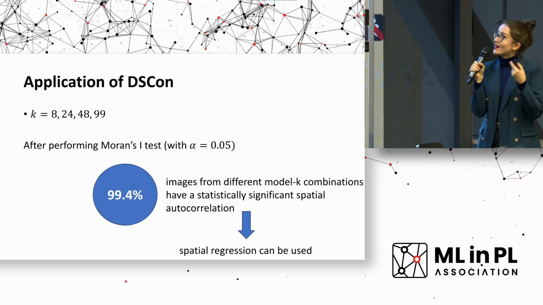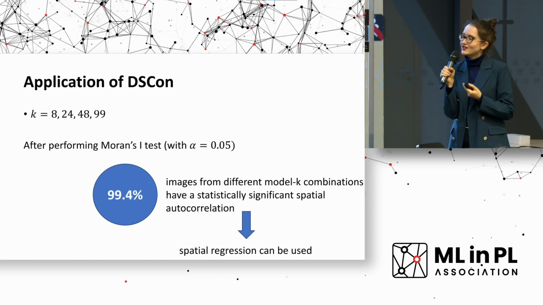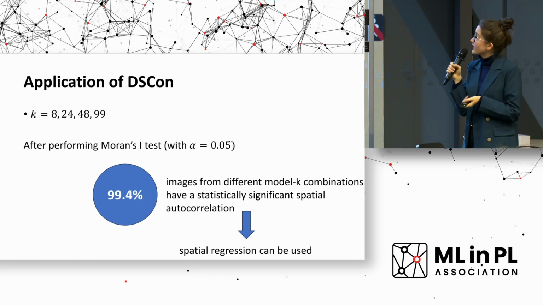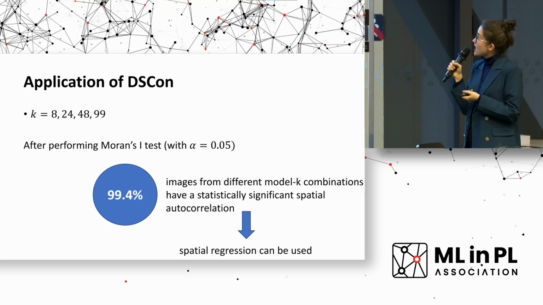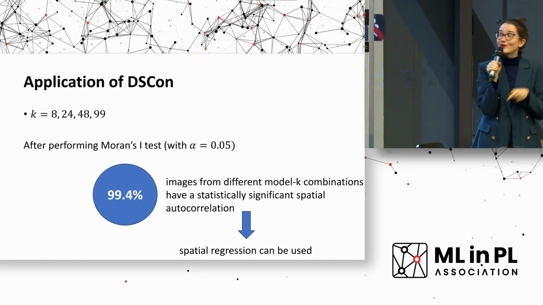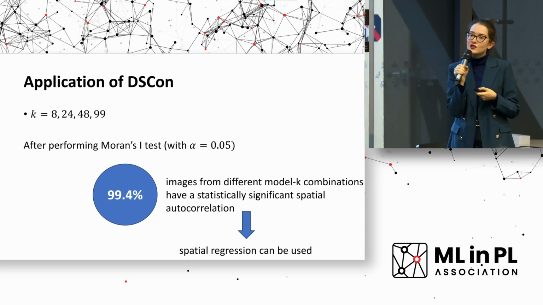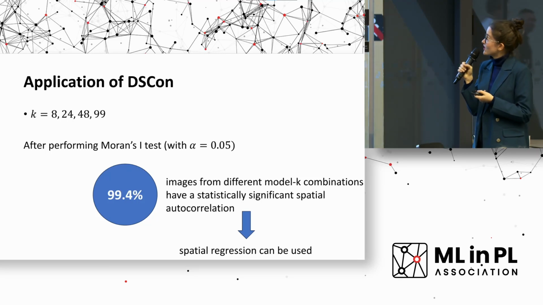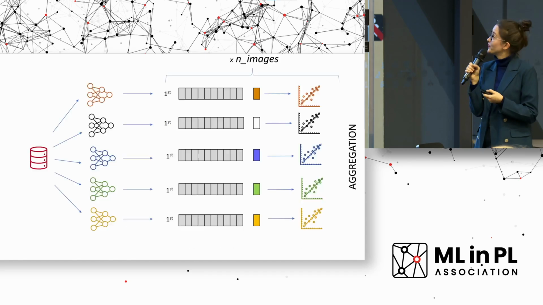Okay, but before we apply spatial regression, as I mentioned before, we should know whether there is any spatial correlation within the data. So we apply a specific statistical test, which is called Moran's I test. And what we have learned is that in almost 100% of cases, there is a spatial correlation. So our first assumption that there is autocorrelation is true, so we can proceed to the next steps of the algorithm and apply spatial regression.